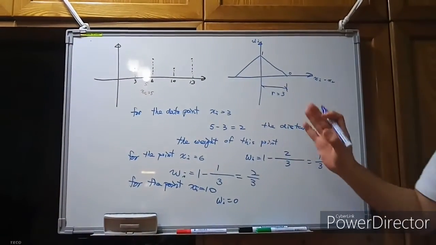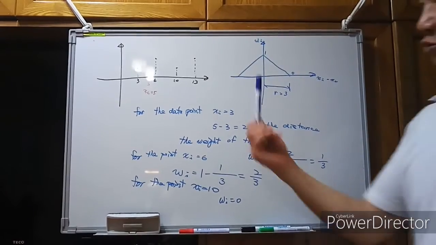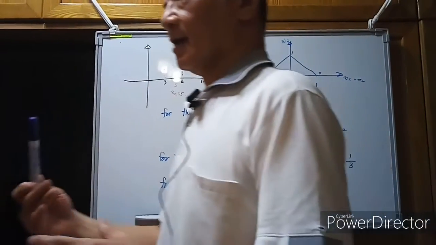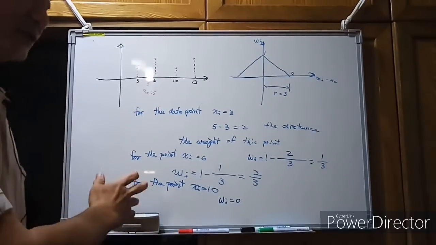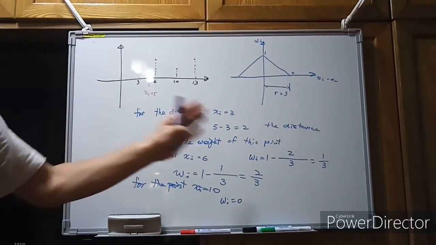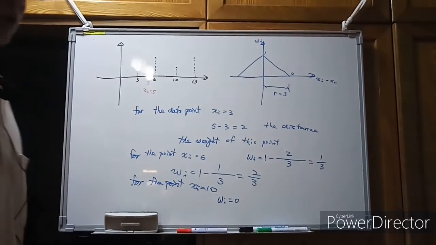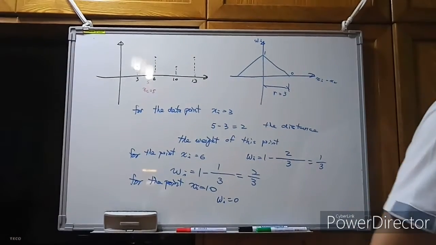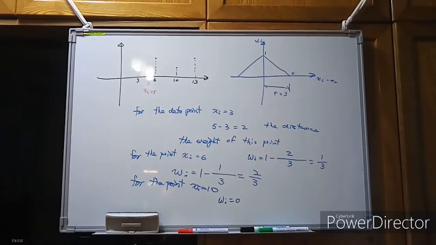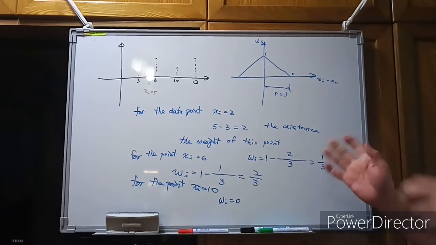Okay, so that's the weighting function. The weighting function is related to the distance between the data points and the center point. So we will introduce a weighting function like this one when we analyze the approximate function g of x. Okay, print the screen.